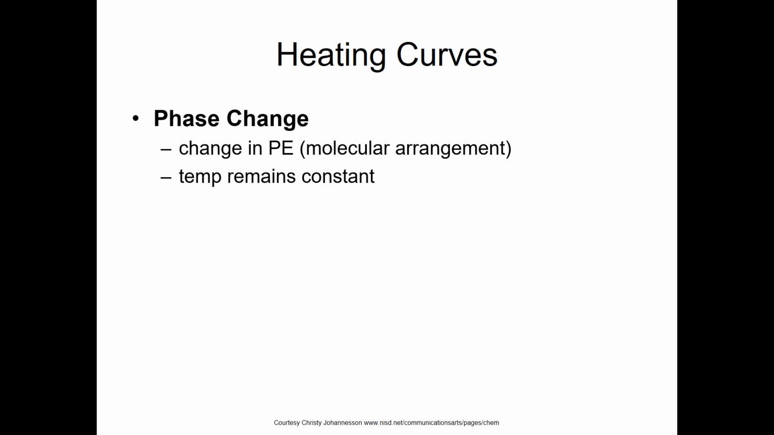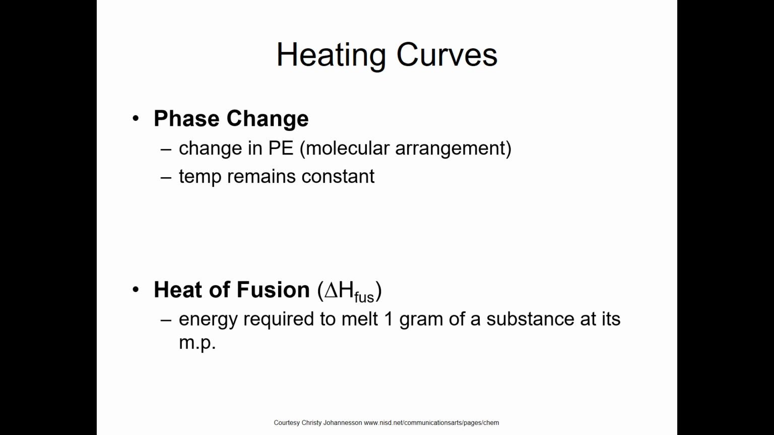And then we introduce heat of fusion. I don't use this delta H fusion symbol. I just do HF, but I don't put the delta. Heat of fusion is the energy required to melt 1 gram of substance at its melting point. We also use the same word to describe freezing: the energy released while freezing 1 gram of a substance at its freezing point, which is the same as the melting point.